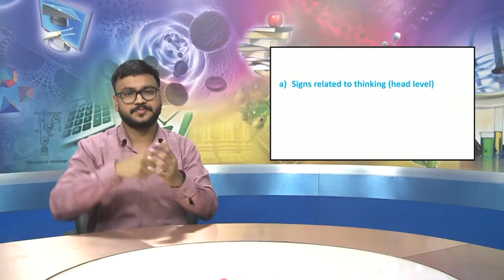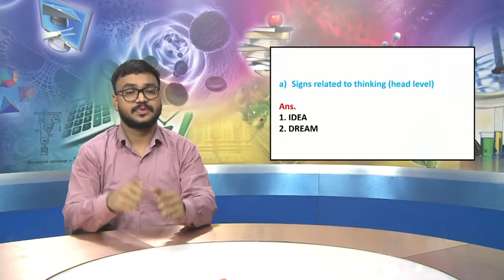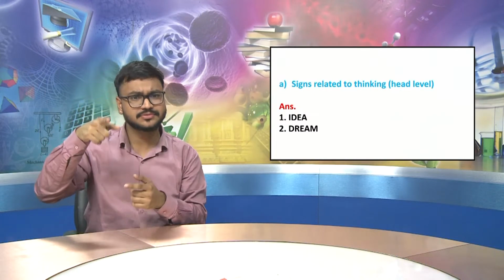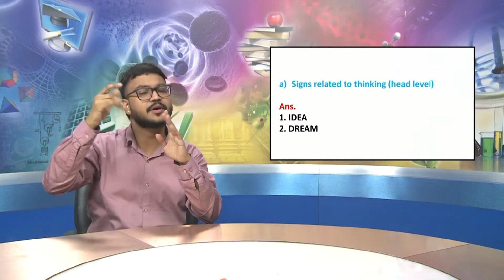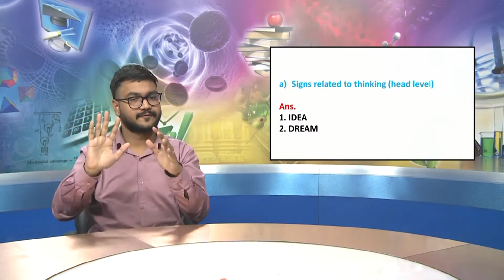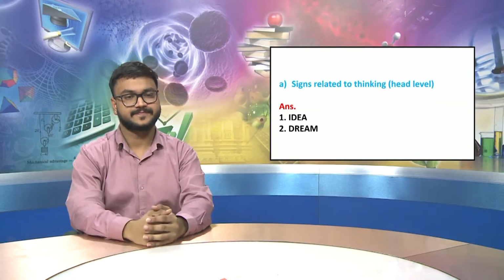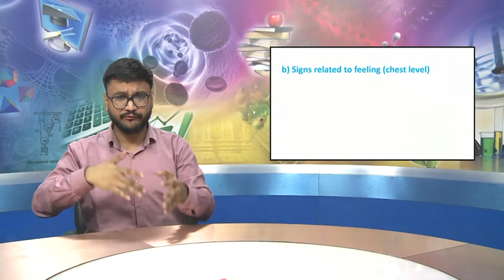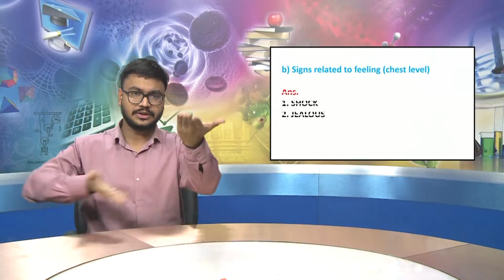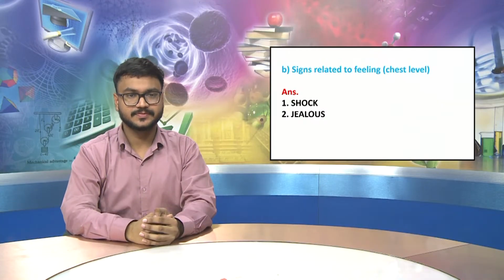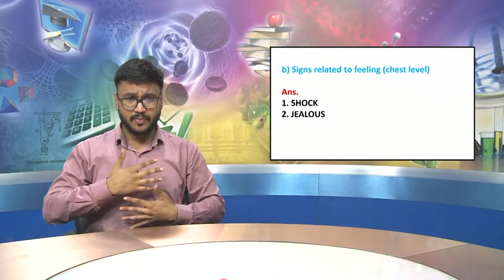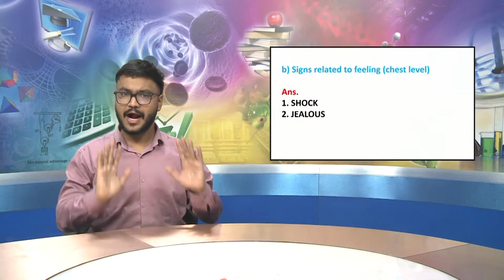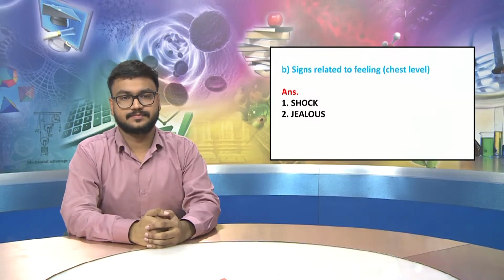And the first, signs related to thinking, and the answer is idea, because it is formed near the head level. Next is signs related to feeling, which is near the chest level. And the answer is shock. Shock is related to the feelings.